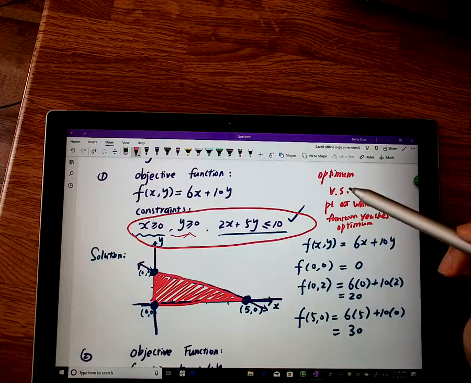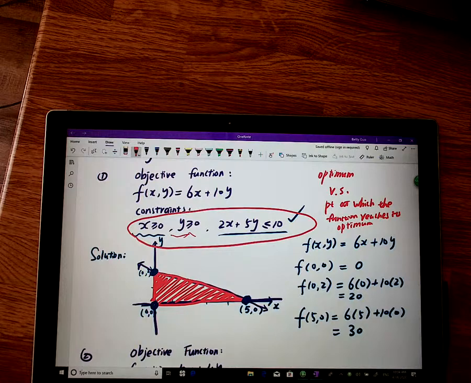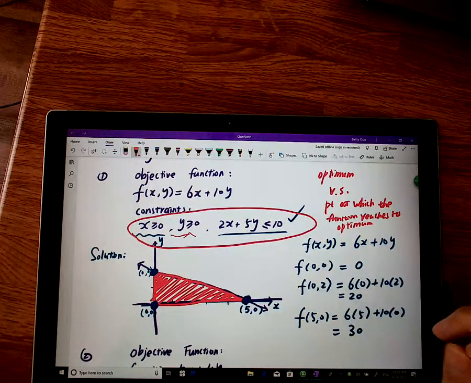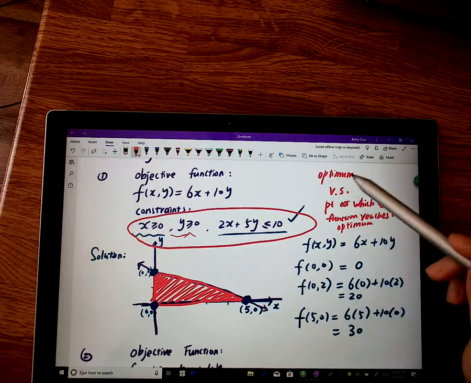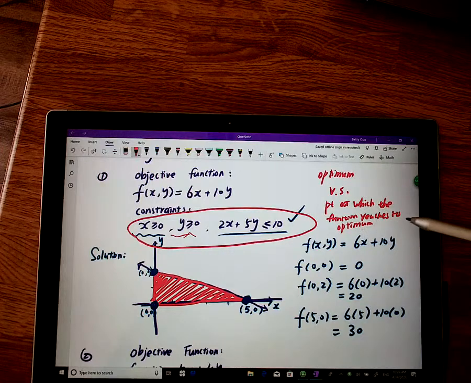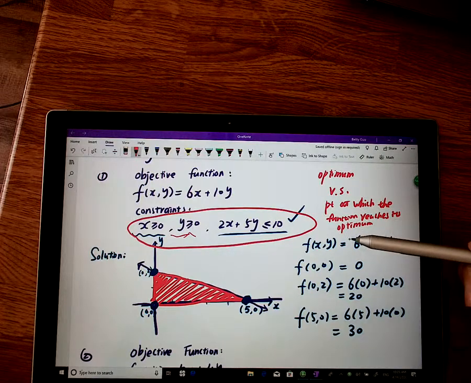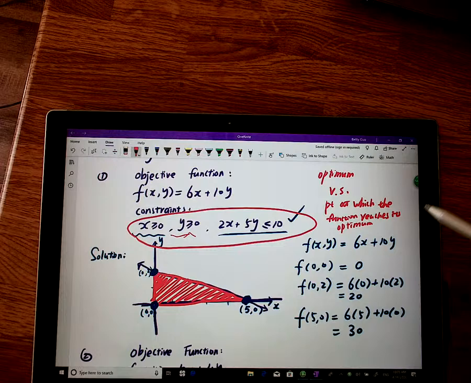When you do the quiz for this section, be very careful. What's your goal? What are you looking for? Are you looking for the optimum, or the point at which the function assumes the optimum? Very important.